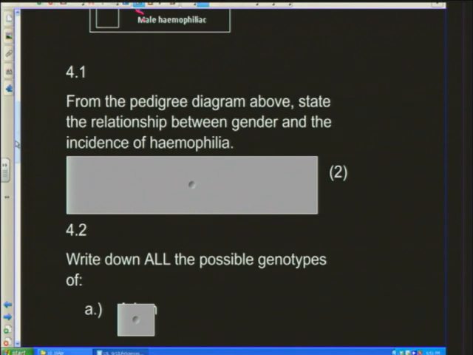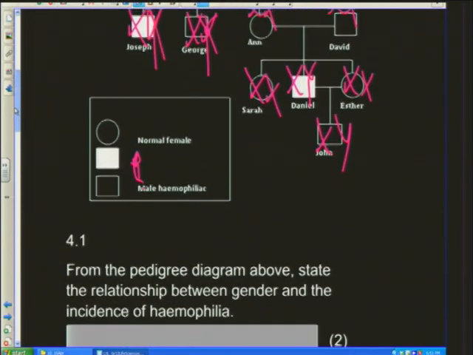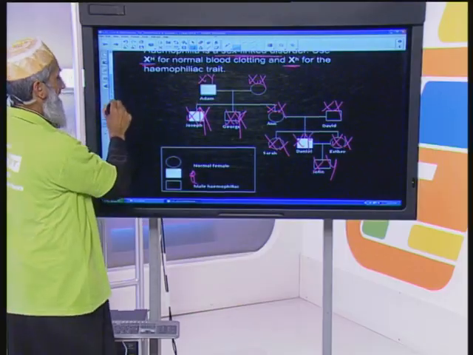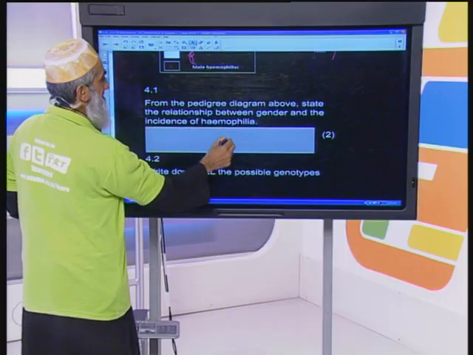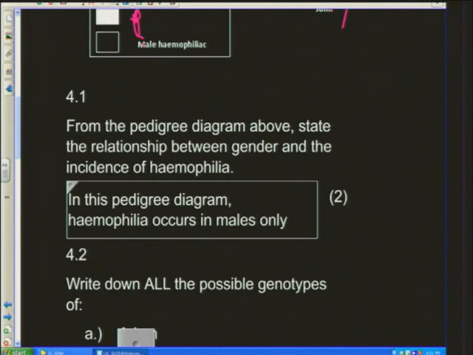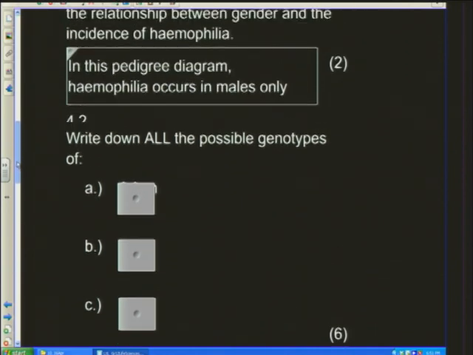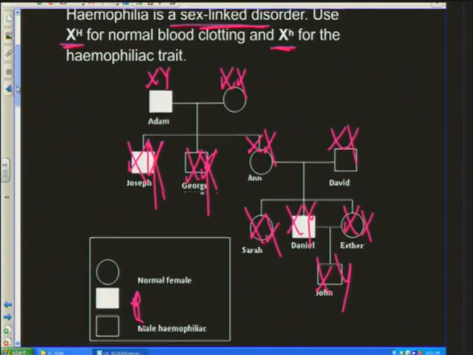They're telling you now, from the paragraph above, state the relationship between gender and the incidence of hemophilia. What can you see here in the blocks? Male, male, male, they all have hemophilia. So what's the problem there? It tells you that the incidence of hemophilia is greater in males than in females. In this case, it's only in the males. Write down all the possible genotypes of A, B, C. They're not given there.